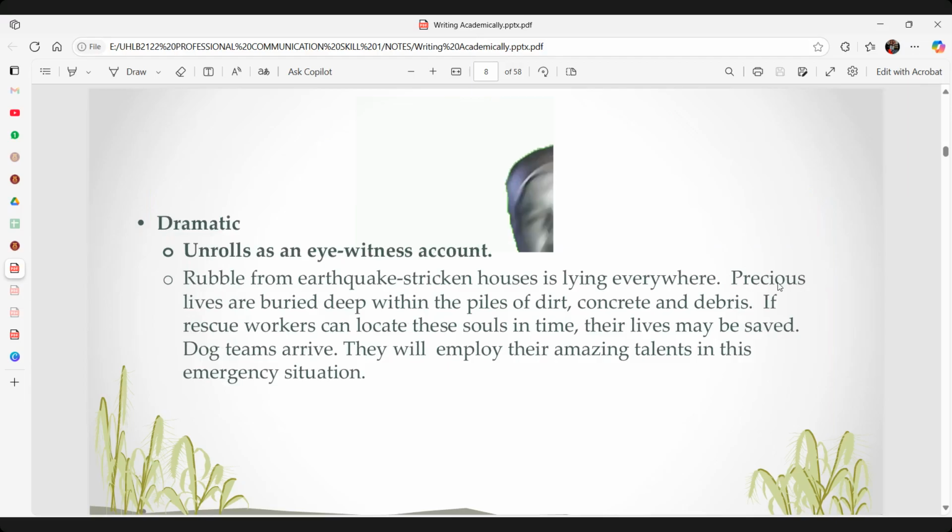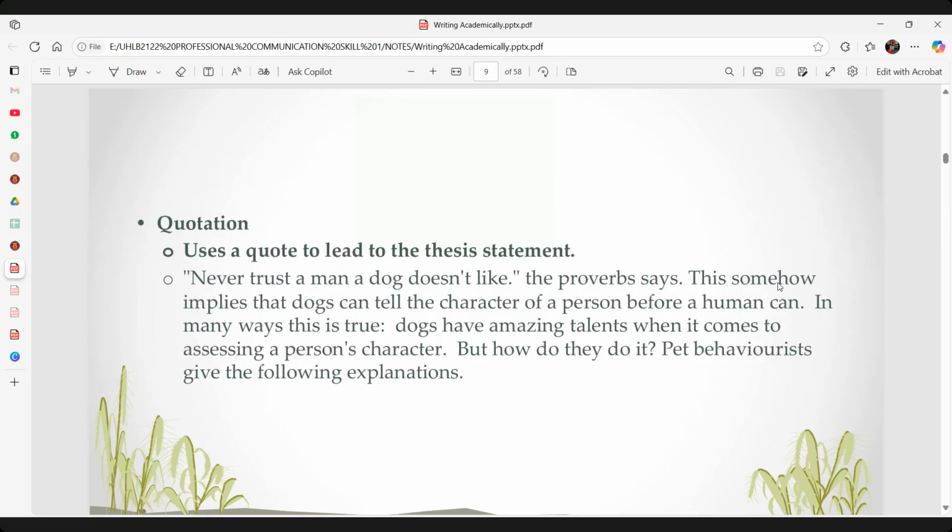It's just not really suitable. Yeah. So, okay, what does it mean by dramatic? Unrolls as an eyewitness account. So basically, the idea of dramatic as introduction, it means that you make things extra, you describe a bit more, and you become lengthy and you become very detailed. So that is dramatic. Okay, and the example is as below.